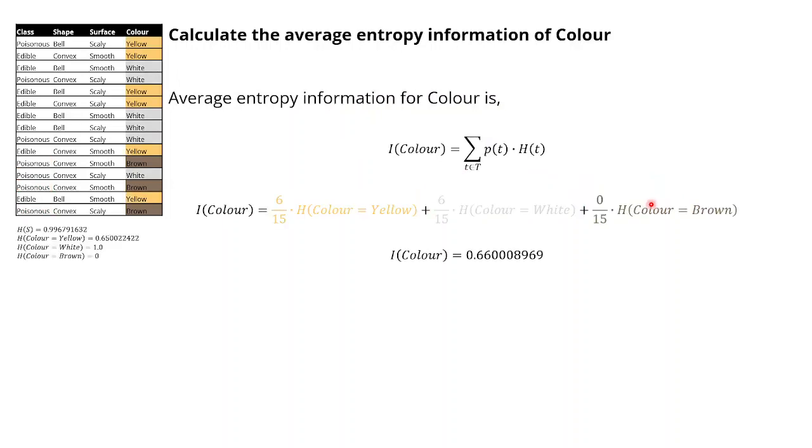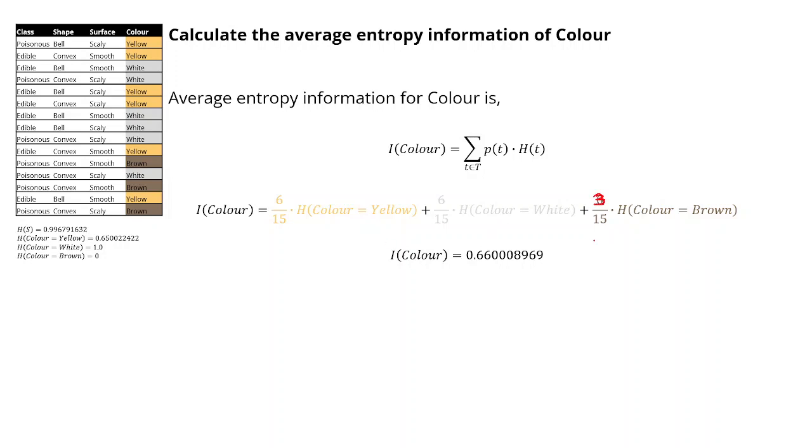Alright, next. So the average entropy information of color. We use the values that we calculated earlier, and then we multiply by the count. How many yellow do we have? We have 6, right? 1, 2, 3, 4, 5, 6. How many white? 1, 2, 3, 4, 5, 6. So we also have 6. How many brown? 1, 2, 3. That's 3.